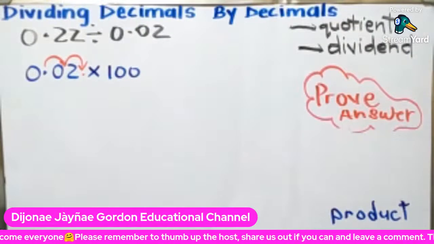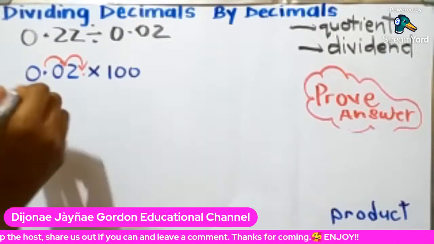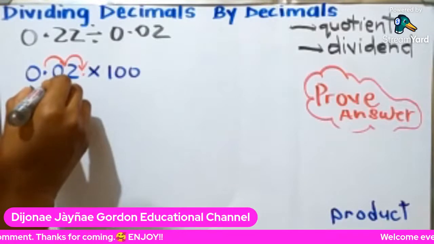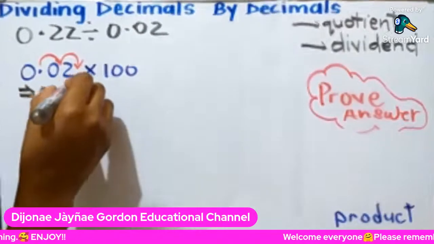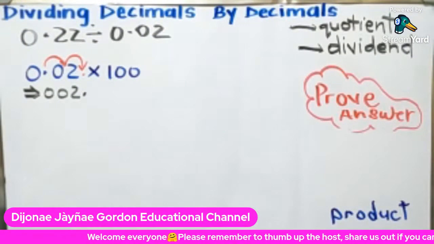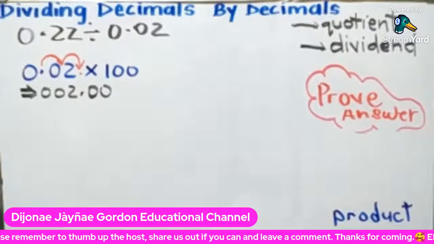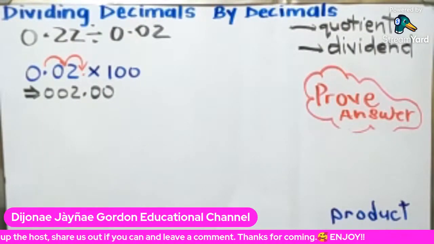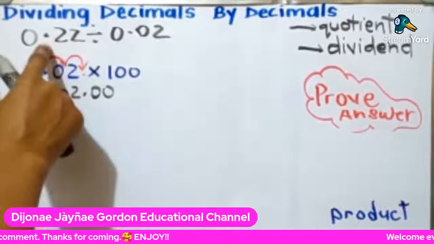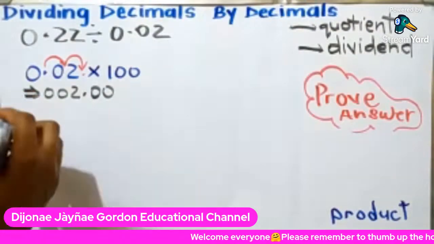So let's write the answer that we would get. We would have 0.002, which is the same thing as 2. Now remember, whatever we do to our divisor, that's the same thing we need to do to our dividend. So let's take our dividend and do the same thing for it.